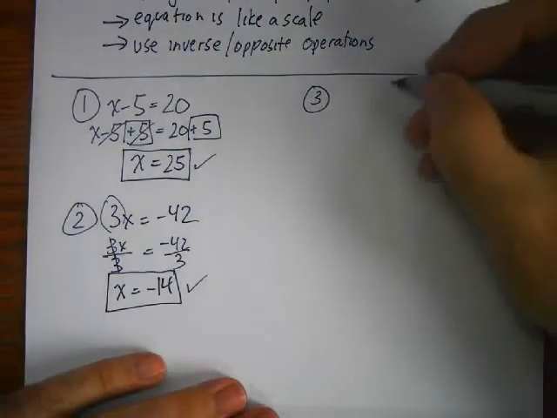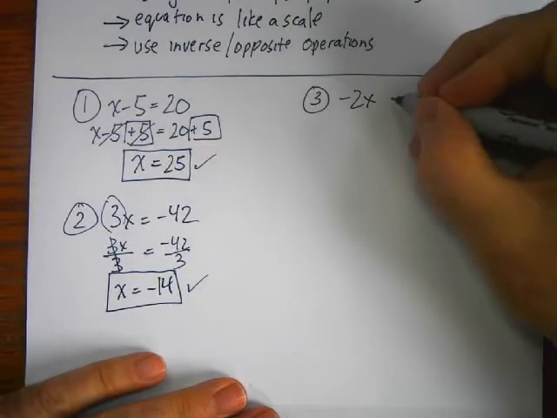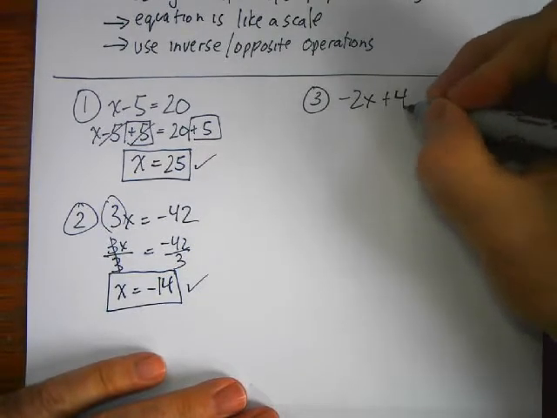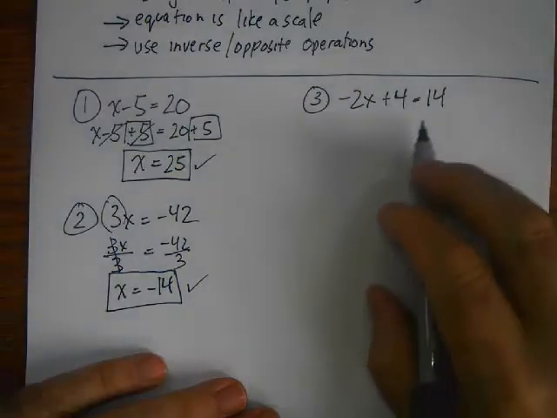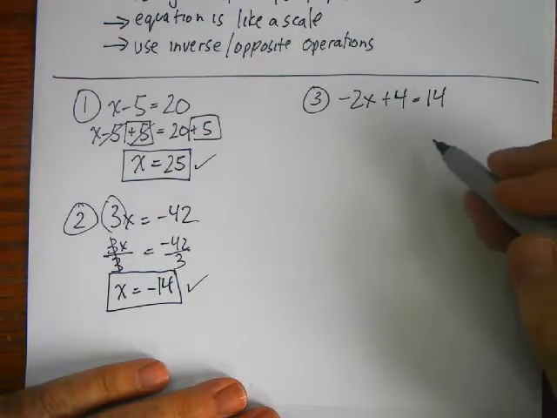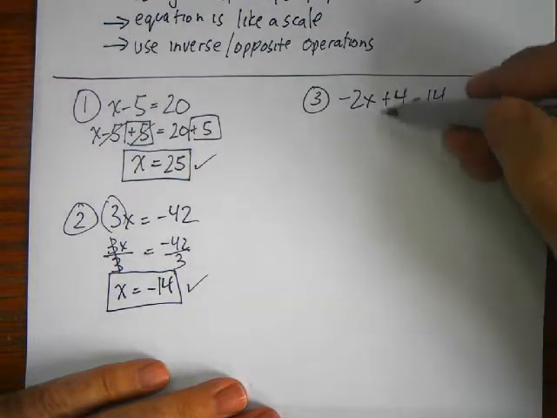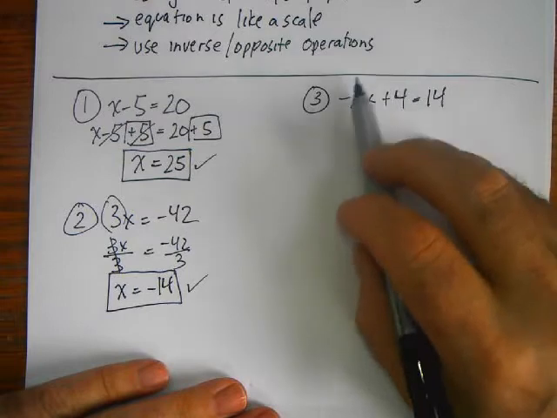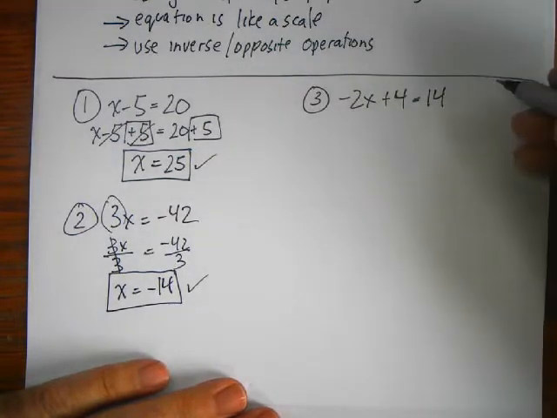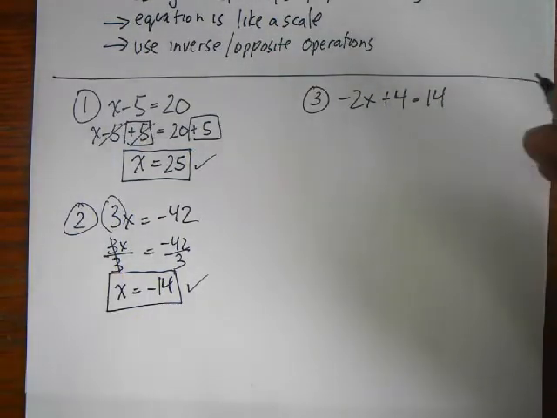We've got negative 2x plus 4 equals 14. Now you can see this is going to be more than one step because we've got this term here that we don't really want, the plus 4 on this side. We want just x over here. So we always take care of that constant term.